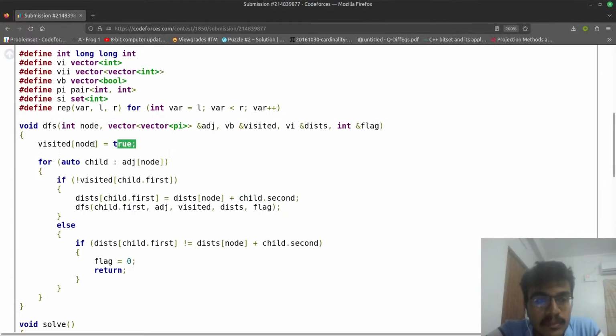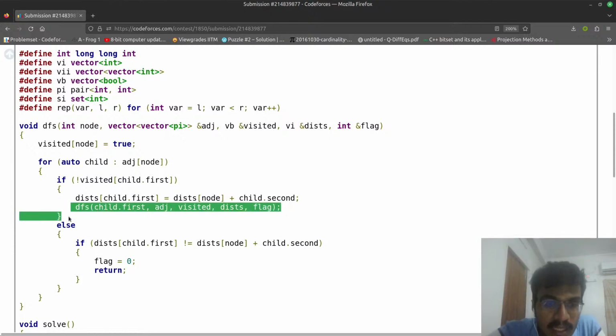I'm setting visited of node equal to true, and iterating over all of its children. Now, if you haven't visited a particular child, that means its distance hasn't been assigned before, so you can assign it the distance of the node plus the value of d, and I'm running DFS from the child node.